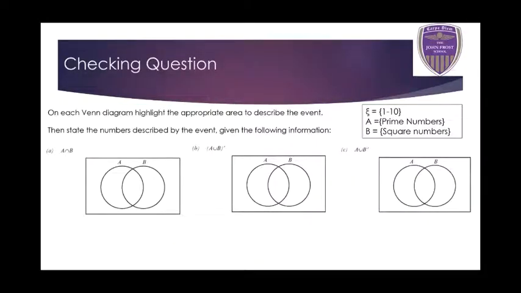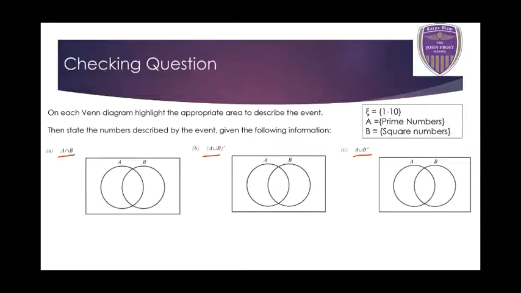So on the checking question now, here is a past paper question with a bit of an extra twist. On each Venn diagram, you need to highlight the appropriate area to describe the event associated with it. All that means is for question A, you need to highlight A intersect B. For B, you need to highlight A union B prime. And for C, you need to highlight A union B prime.